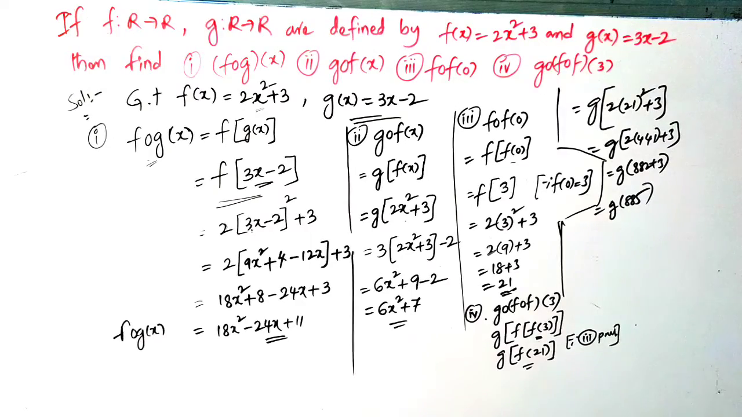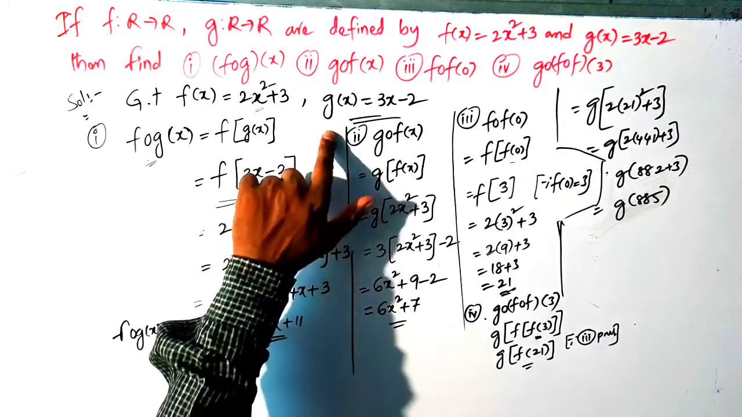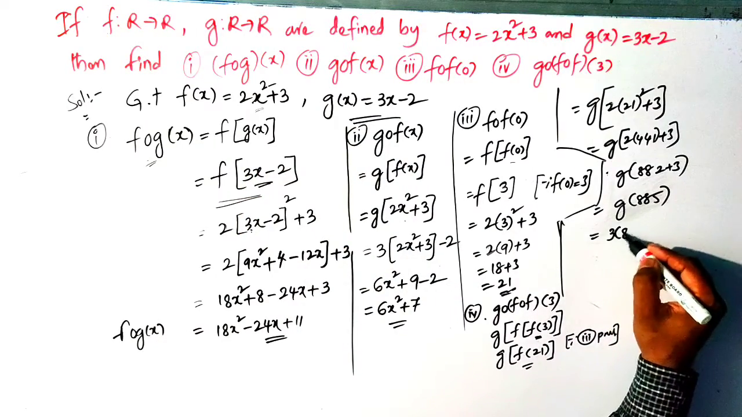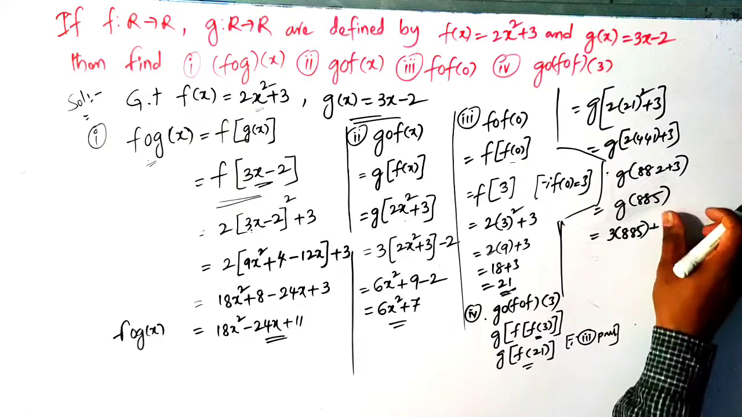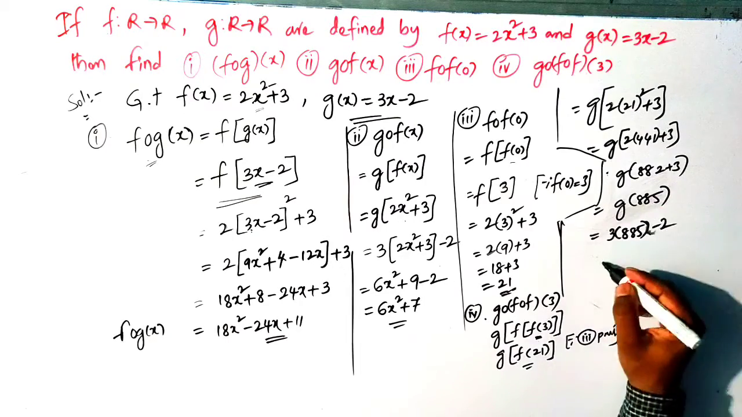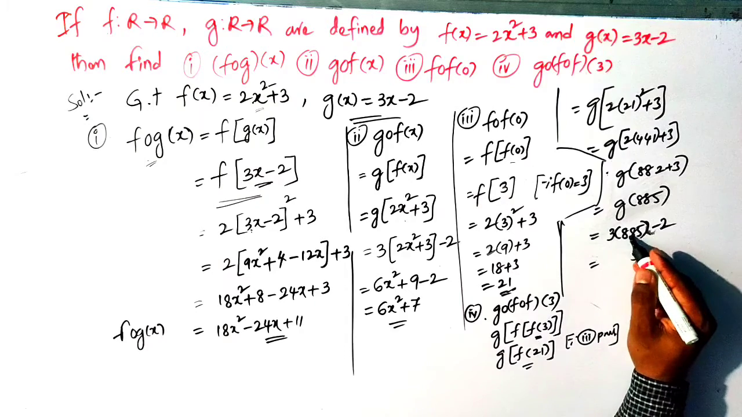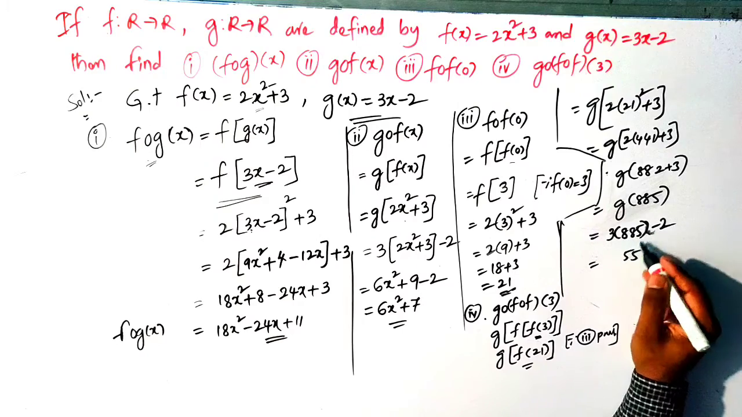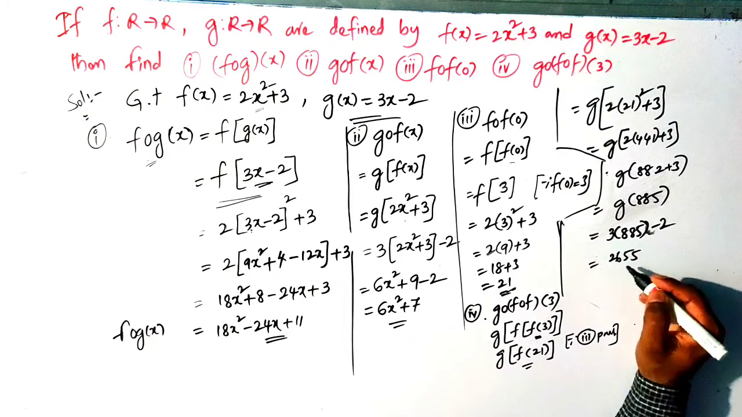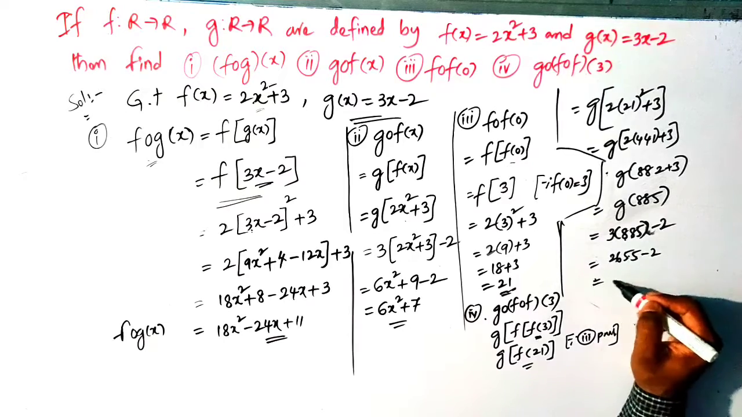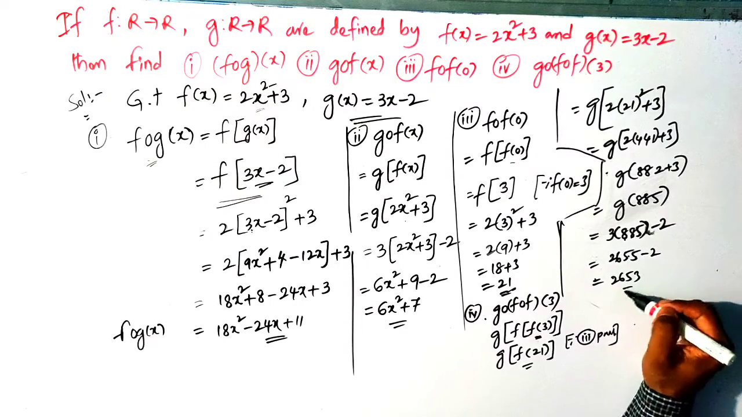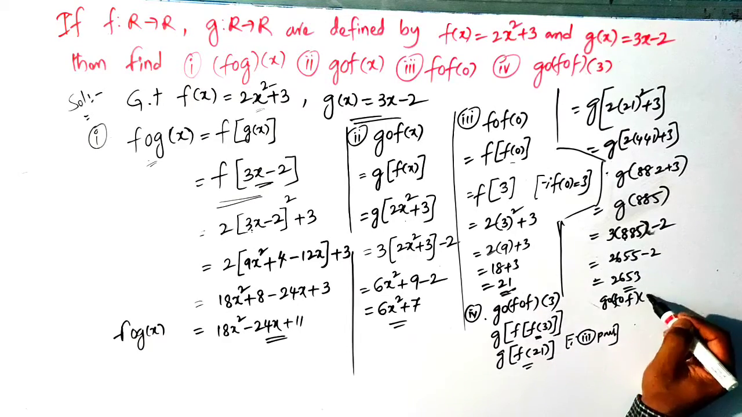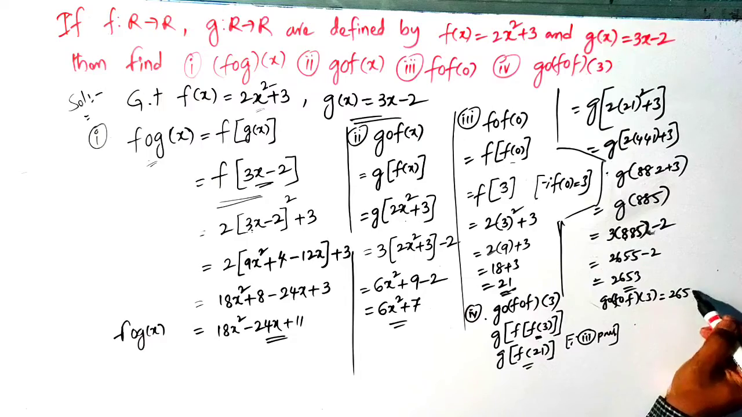g of 885. So g of x value is given here. We substitute in place of x 3 into 885 we get here, plus minus 2 as it is. Minus 2. So 3 5 is 15, 3 8 is 24, 26 5 3 we get. This is g circle f circle f of 3, that equals 2653.